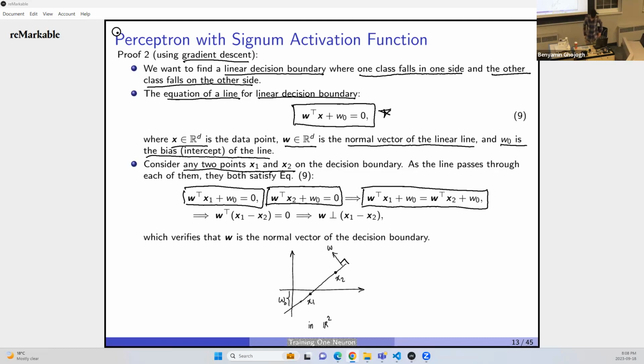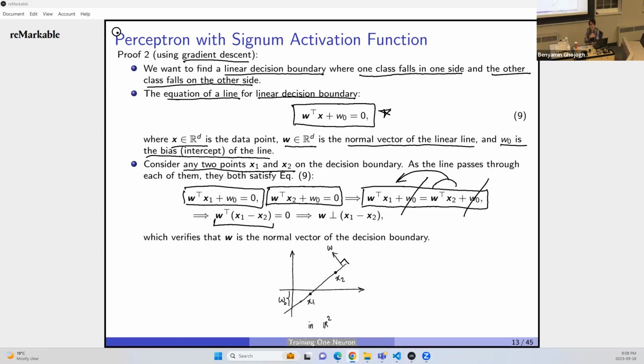W transpose x1 plus W0 equals W transpose x2 plus W0. The W zeros can be cancelled from the sides. Then I bring W transpose x2 to the other side, and then I factor out W transpose, right? So I will have W transpose (x1 minus x2) equals 0.